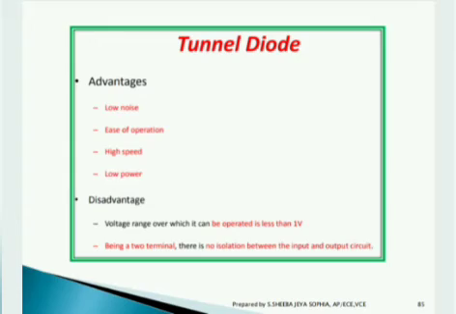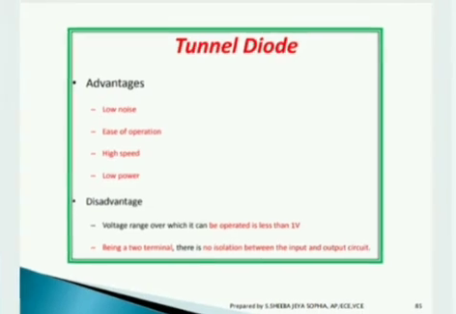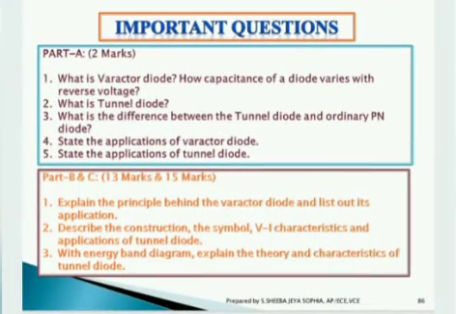So this is about the topics which we have discussed now. Regarding the important questions from the topic we have discussed, Part A, 2 marks: What is a varactor diode? How does the capacitance of a diode vary with reverse voltage? What is a tunnel diode and what is the difference between the tunnel diode and an ordinary PN junction diode? State the applications of varactor diode and applications of tunnel diode. Whenever you start preparing for Part A or Part B, whatever it is, prepare with the real-time applications where it is implemented or where it is being used.